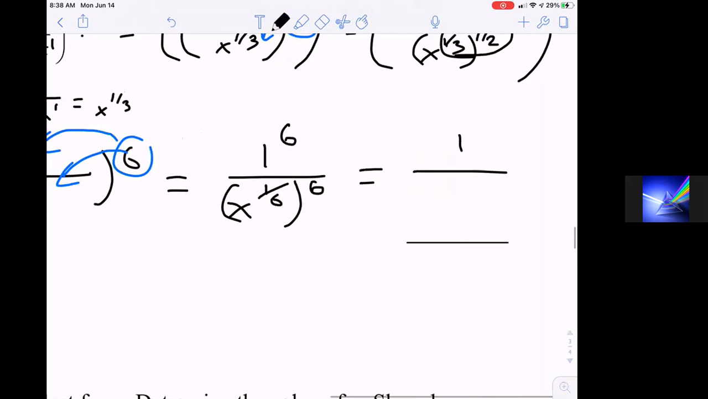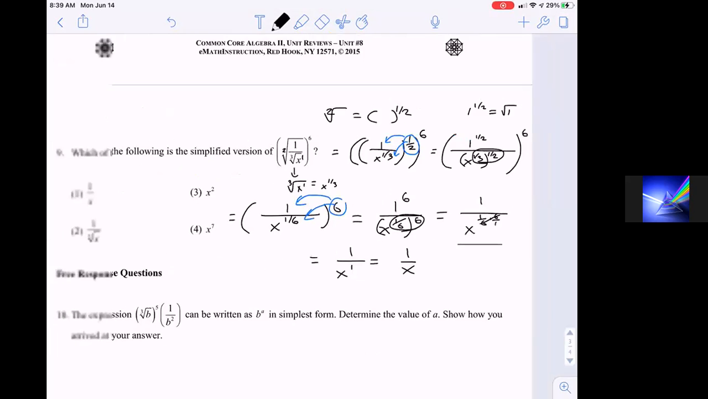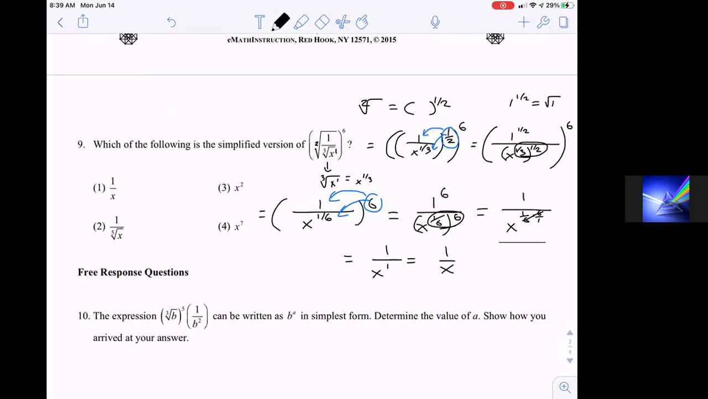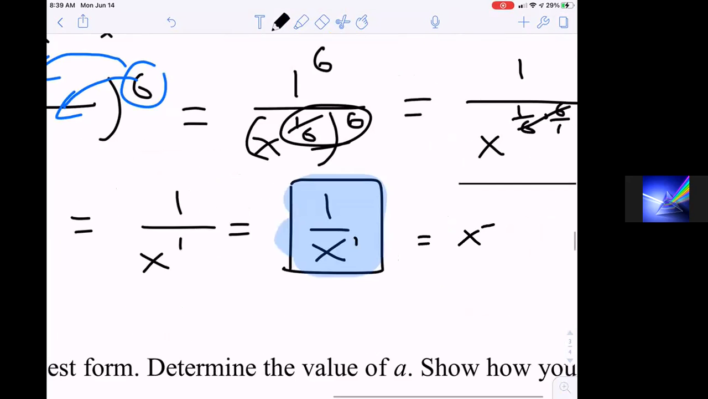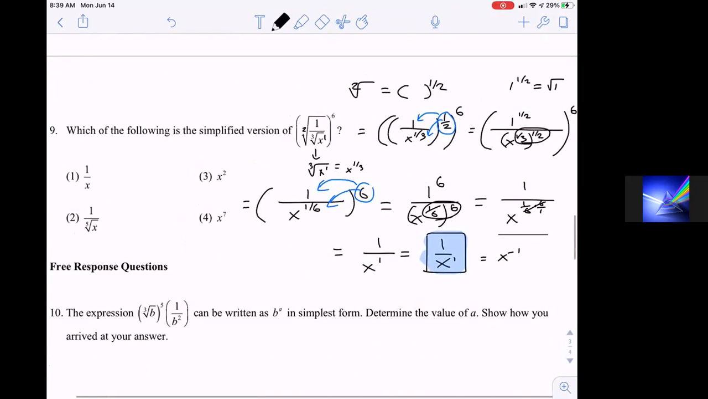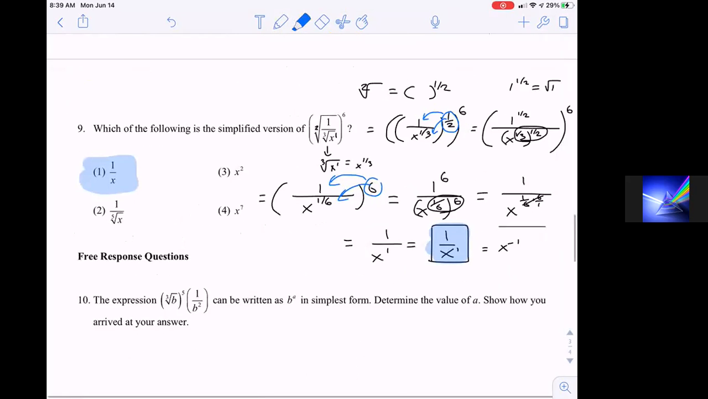Well, 1 to the 6th power is 1. That's easy. Again, what do I do with this? Multiply. So that's x to the 1/6 times 6 over 1, which cancels. That would be the same as 1 over x to the 1 power, which is 1 over x. Now, I don't see that. Oh, yes, I do see that. That would be the first option. I was going to say, if you didn't see that as an option, then you would rewrite this as x to the -1 and look for that option. Okay, a lot going on in number 9.